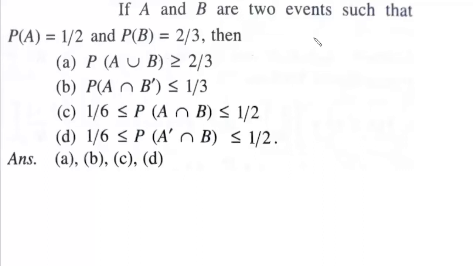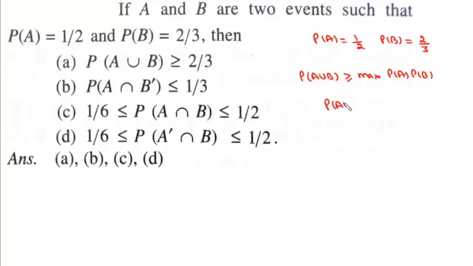Now the question is, probability of A is 1 by 2 and probability of B is 2 by 3. Now we know that P(A union B) is always greater than or equal to maximum of P(A) and P(B). Now maximum of P(A) and P(B) is P(B). So that means probability of A union B must be greater than or equal to 2 by 3. And we know that any probability is always less than or equal to 1. That means this option A is correct.